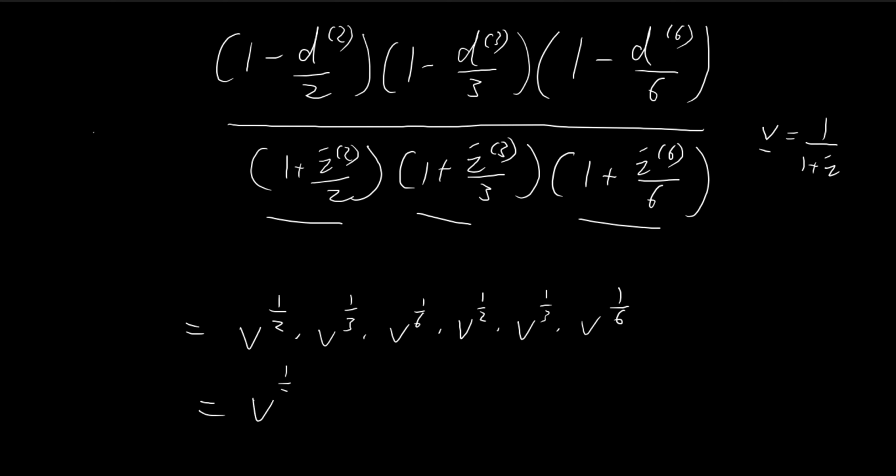So now we can just multiply all these together. Essentially we can just add up the exponents. And then once you do the sum, you find that this is actually equal to v squared. And v squared is our answer.